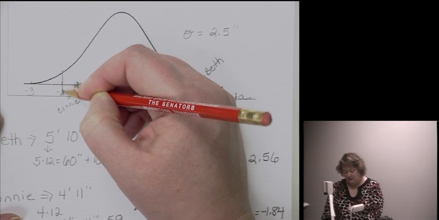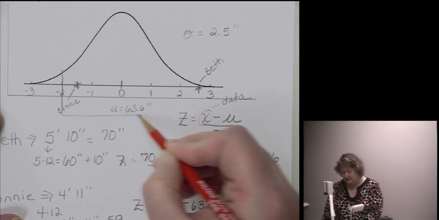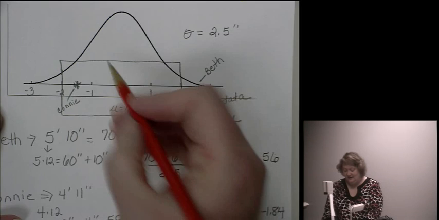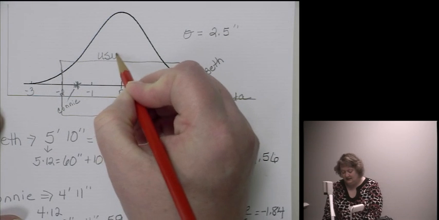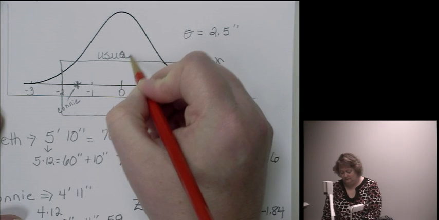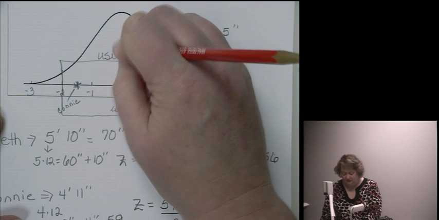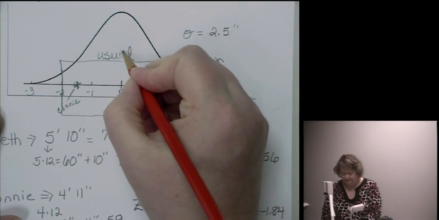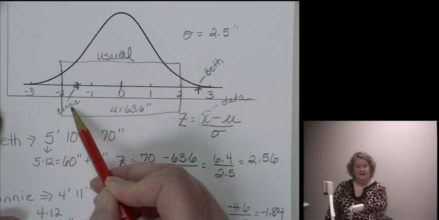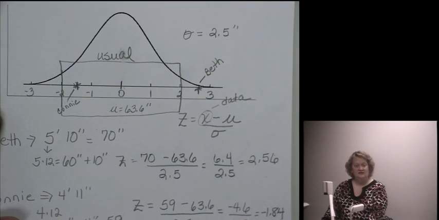So I'm going to come down here and draw a little box around the 2's. Anything inside of this is usual. And excuse the spelling of usual. Anything outside of that box is unusual. Well, is Connie inside that box or outside that box? Connie's inside that box. So her height is perfectly normal, perfectly usual.